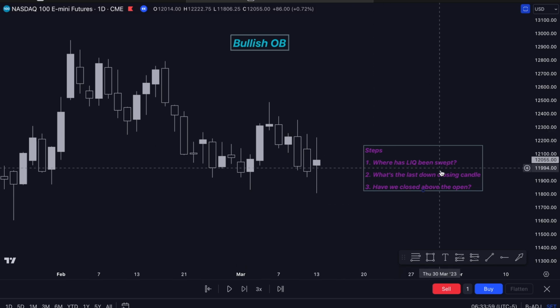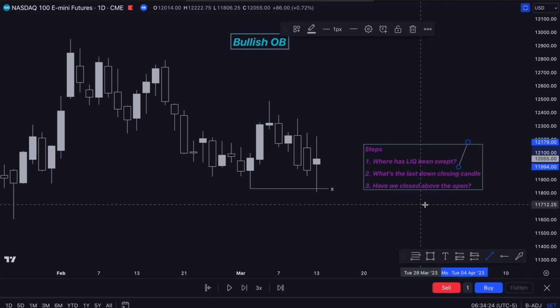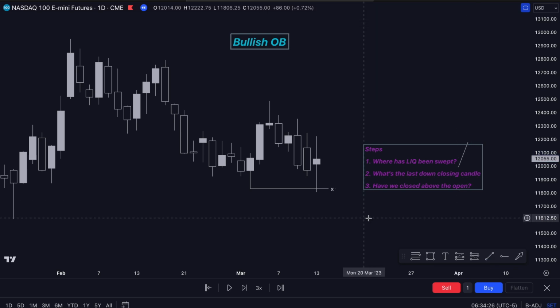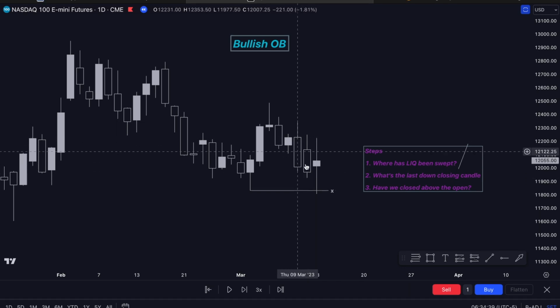We've got 1, where's liquidity been swept? Liquidity was swept here, so we can take that off. What's the last down closing candle? Well, before the move, we've got 2 down closing candles here. As we've got 2 consecutive down closing candles, we're going to use this as one order block. Reason being, on a larger time frame, it would just be one order block.